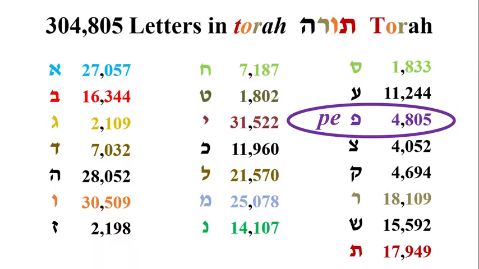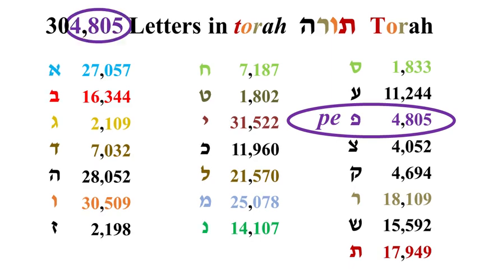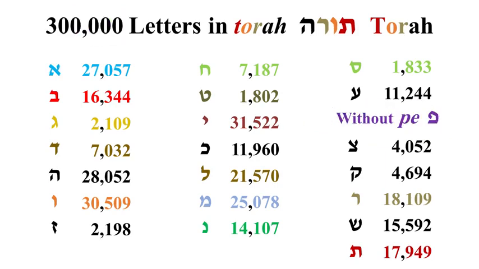There are 304,805 letters in the Torah. Pei shows up 4,805 times, which is interesting because if you take the Pei out of the Torah, there's exactly 300,000 letters in the Torah. I don't know what to do with that information, but it's kind of clever that it's there.